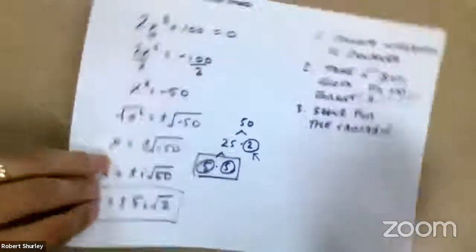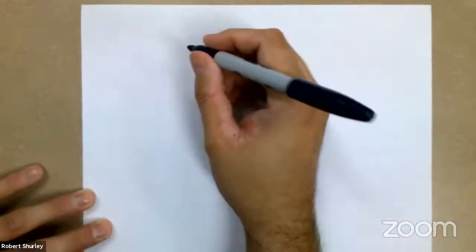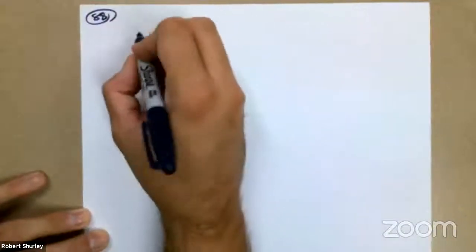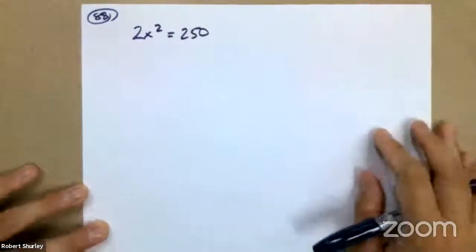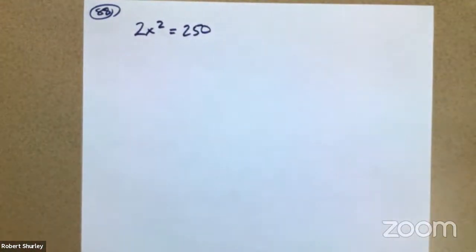So I'm going to give you another one like that and just work all the way through it. Let's say we have, this is number 88. So 88 says 2x squared equals 250. So try that one. 2x squared equals 250.